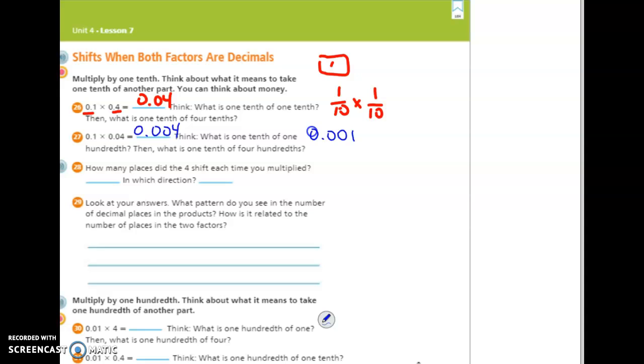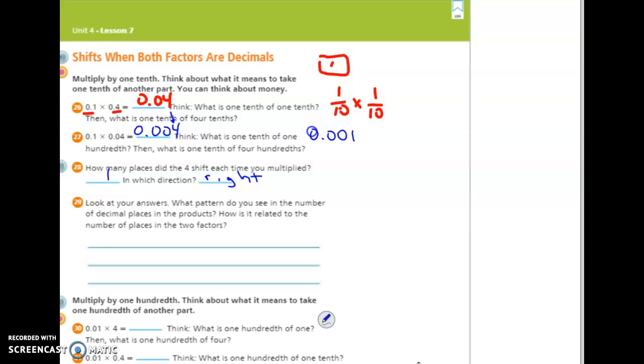How many places did the 4 shift each time you multiplied? Well, here it moved over 1, and from here to here, it moved over 1 more. So it shifted 1 place, and which way was that? It shifted over to the right. Ooh, my smartboard's off. Okay. Look at your answers.